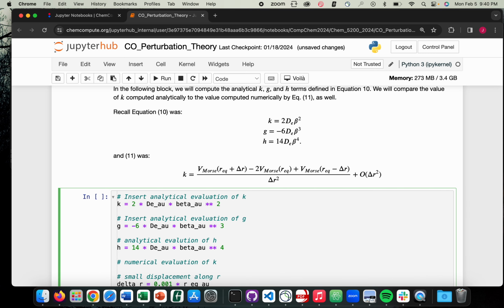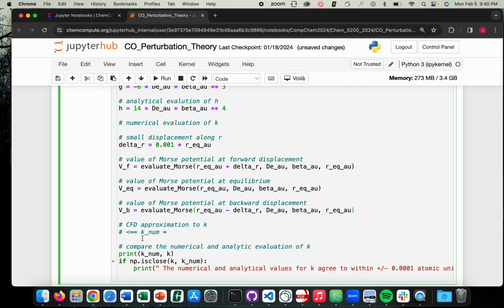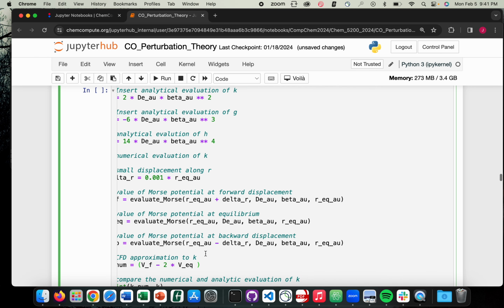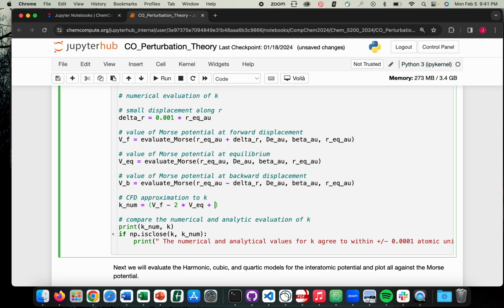that I need for this numerator. And now that gives me K num. The numeric approximation to K is going to be V, I'm going to put this in parentheses, V underscore F minus 2 times V EQ plus VB, and this whole thing over, in parentheses, delta R, squared.